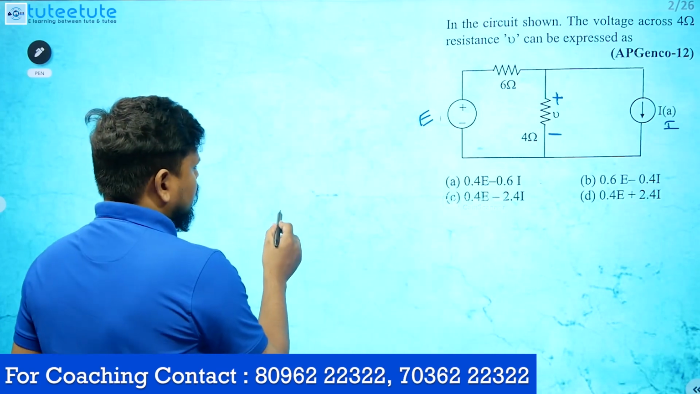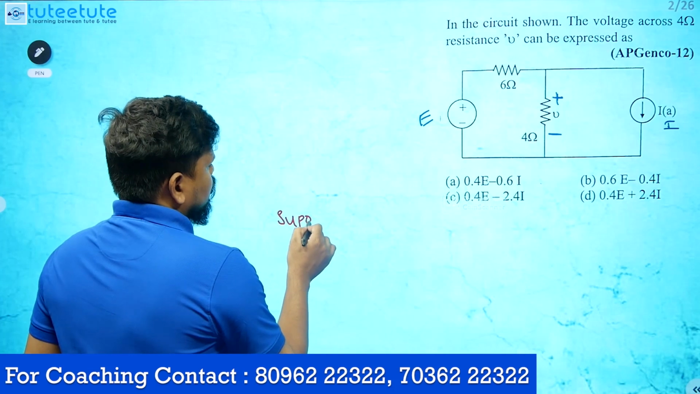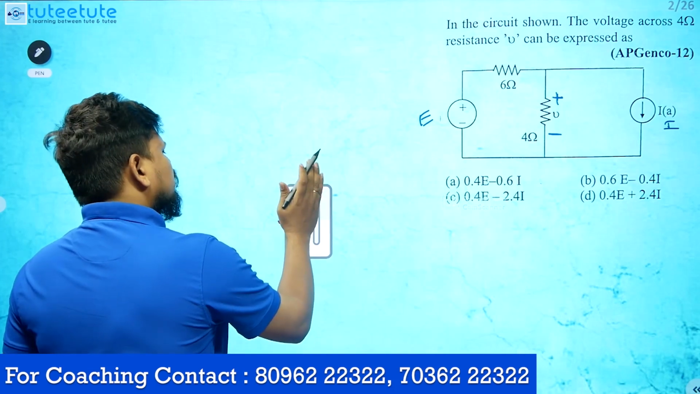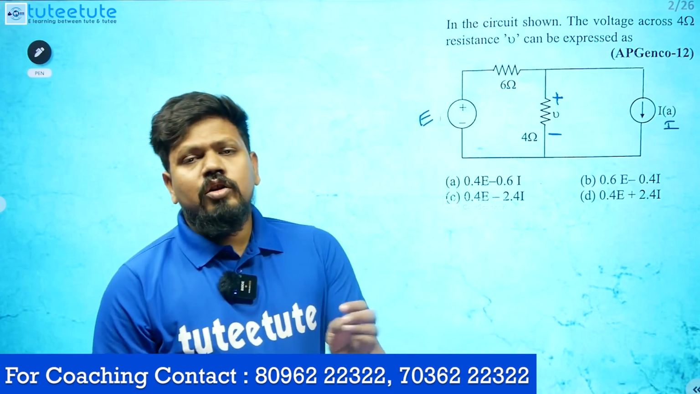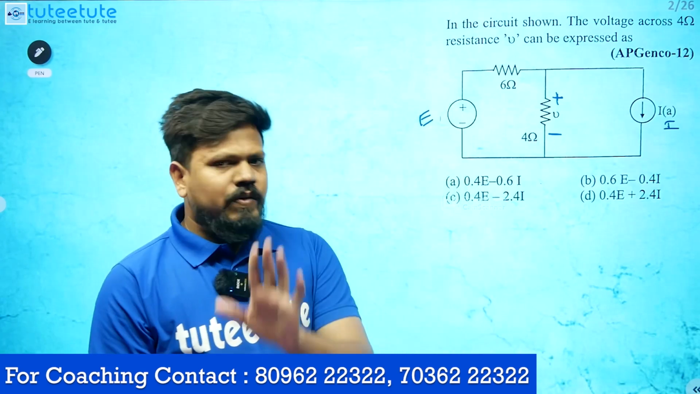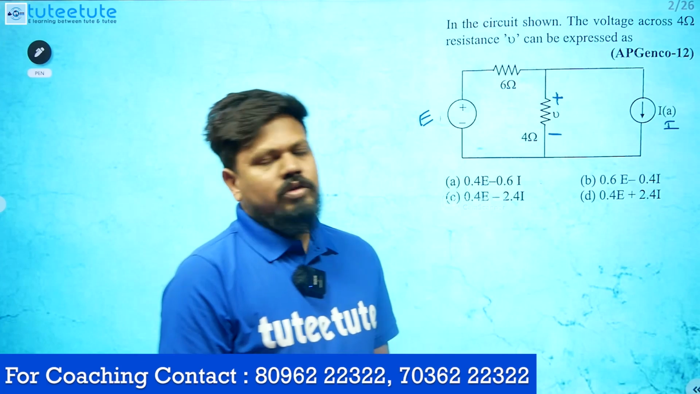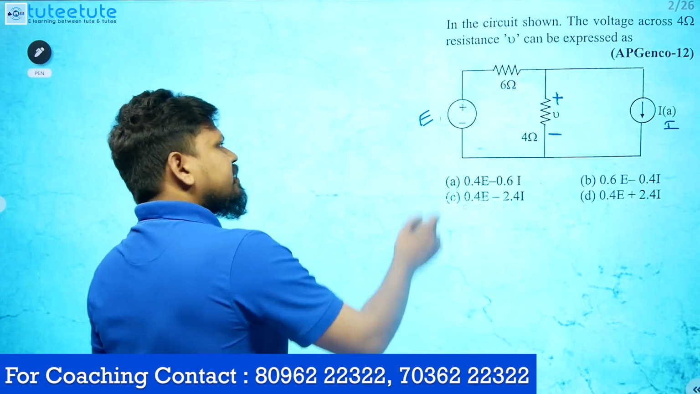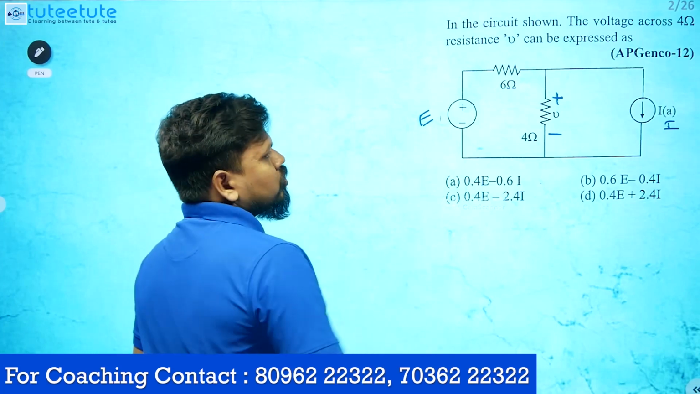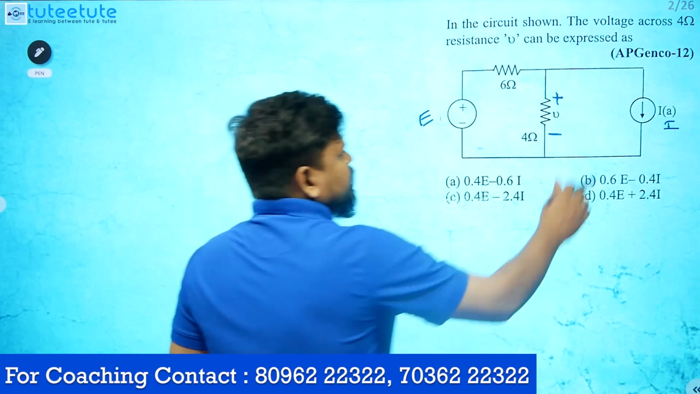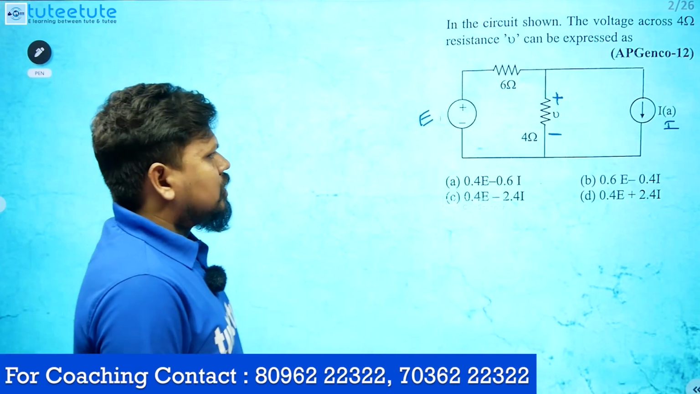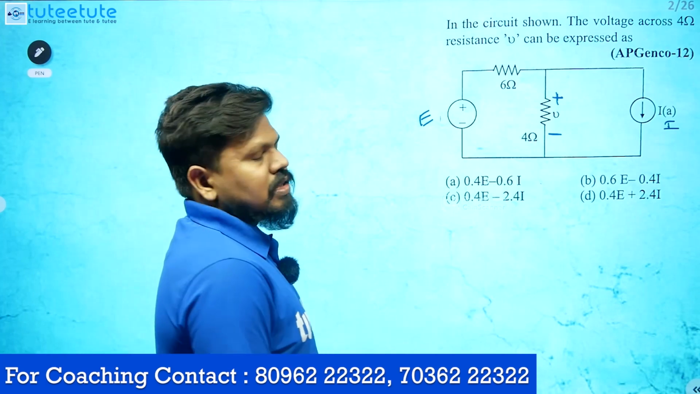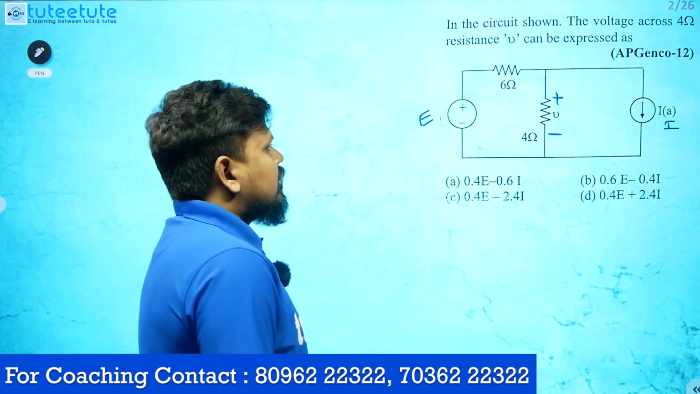Two sources are there, so I will use the superposition theorem. You can use the superposition theorem, otherwise you can use nodal analysis, mesh analysis, or any method you know. Because of this voltage source, you will get some voltage, and because of this current source, you will get some voltage across this 4 ohm resistance. So let's check what that voltage is.